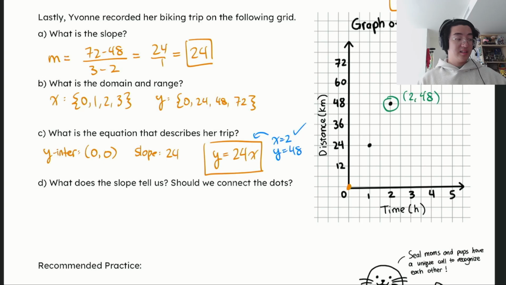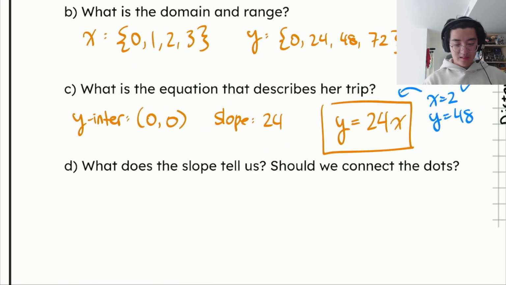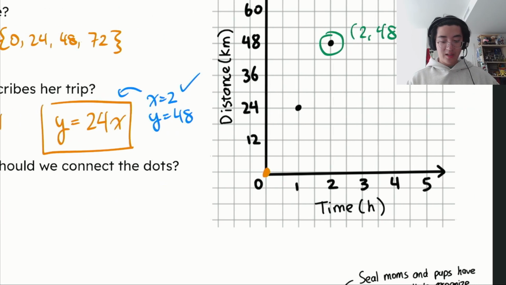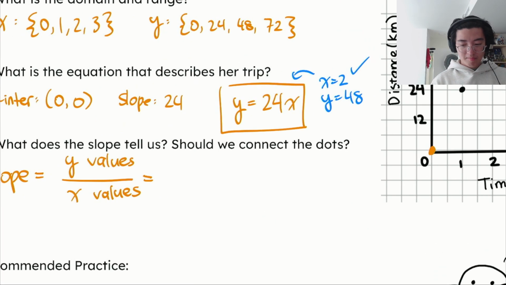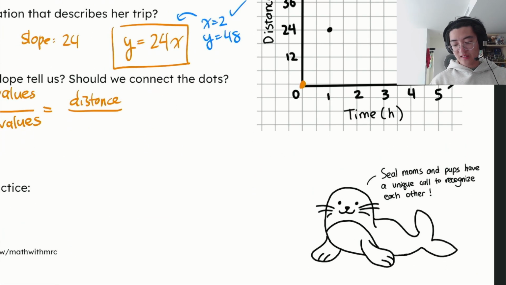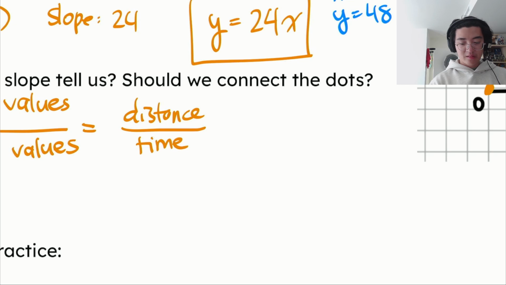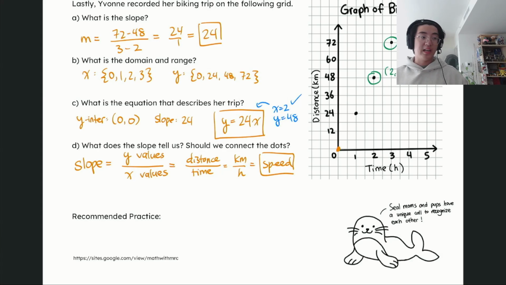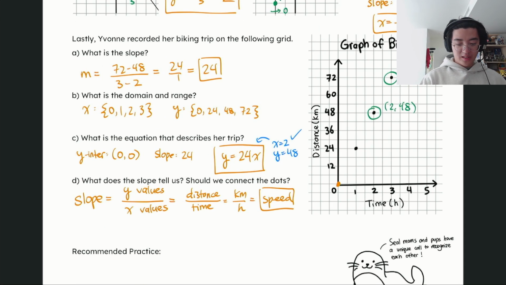So now, what does the slope actually tell us? The slope here, the 24, what does it tell us? We know the slope is the y value over the x value. If we look at this particular graph, the y values are distance, and the x values are time, which is kilometers over hour. That might look familiar to many of you, because that's speed. So in this example, finding the slope, which is the y value over the x value, is pretty much finding the distance over the time, which is just speed. So the slope of 24 is telling us that this whole time she was traveling at 24 kilometers per hour.